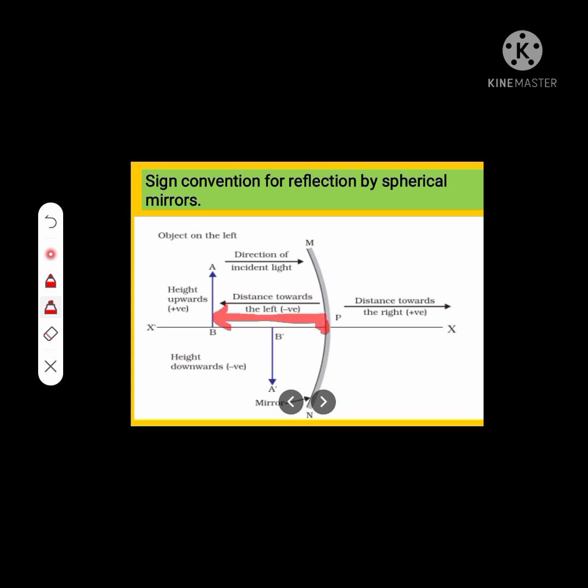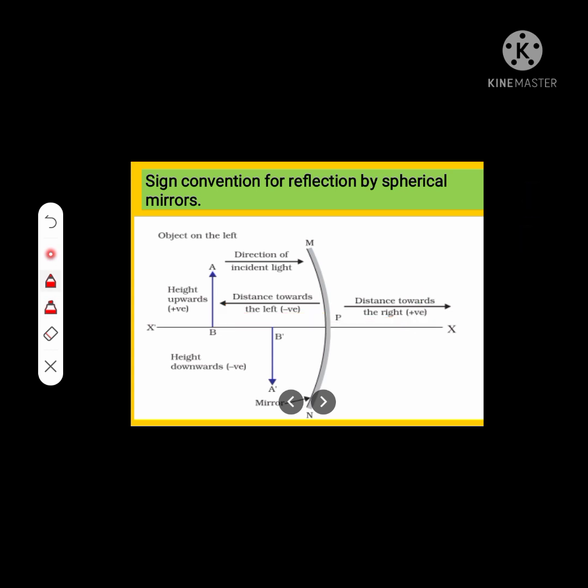And also suppose an image is formed behind the mirror in the case of a convex mirror. You should start your measurement from this pole. Place your scale here and measure this distance. Actually, this is our image distance.